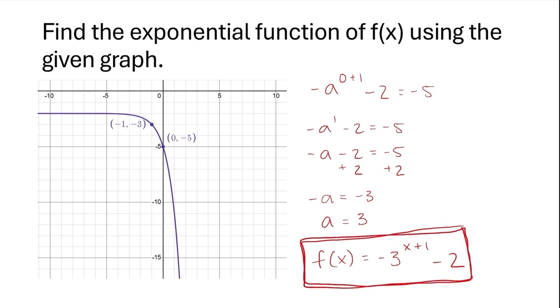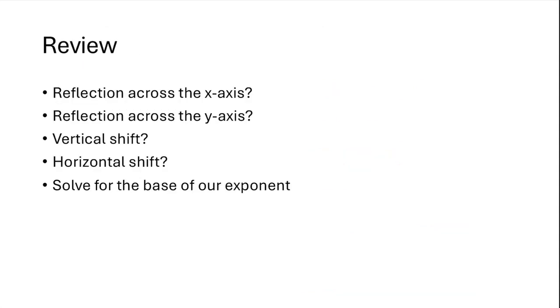So to recap the process we talked about in this video, to find exponential functions based on a given graph, we need to identify the following transformations. Is there a reflection across the x-axis? Is there a reflection across the y-axis? Is there a vertical shift? Is there a horizontal shift? Once we've identified these transformations, we can solve for the base of our exponent algebraically, using a point on our graph.